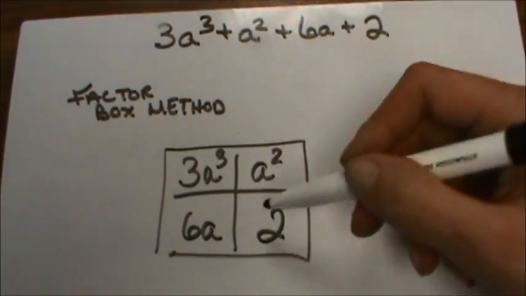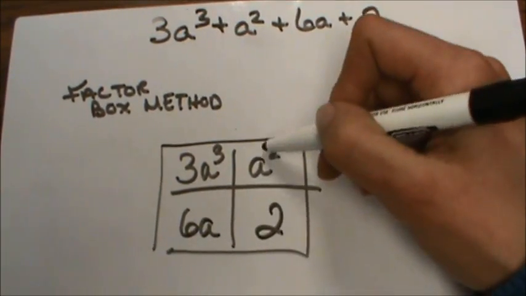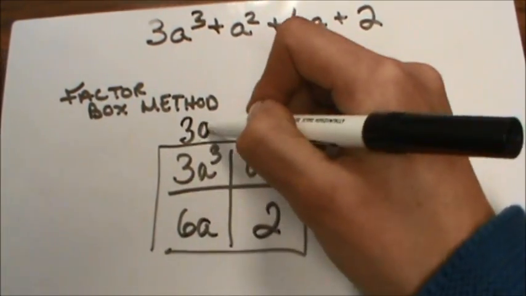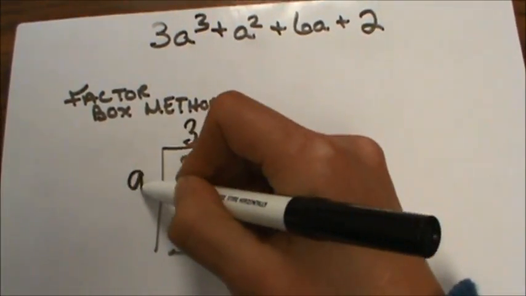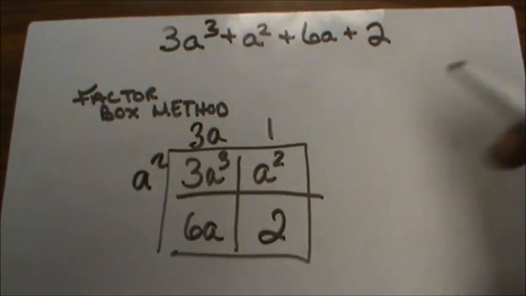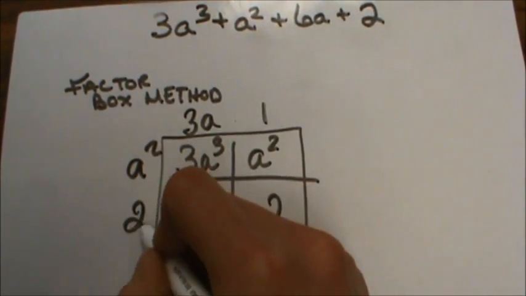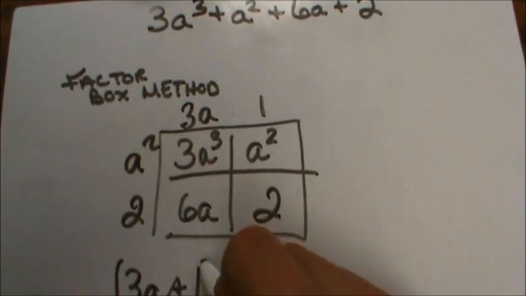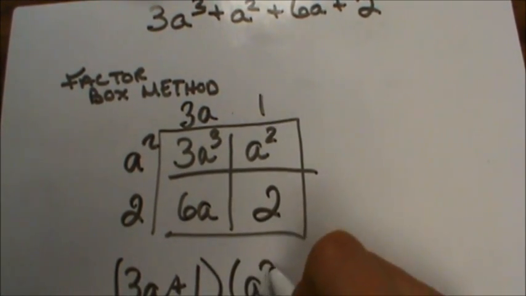What's left is just to figure out what goes on top of my columns. These have nothing in common. These two have a 3a. Over here has an a squared, and right here a 2. So my factors are 3a plus 1 times a squared plus 2.